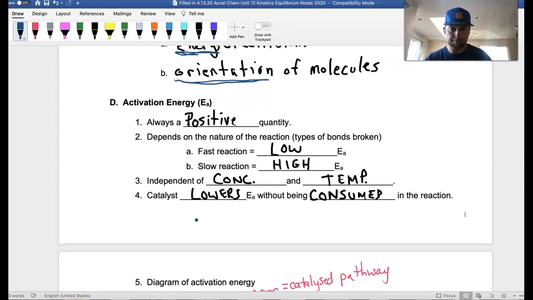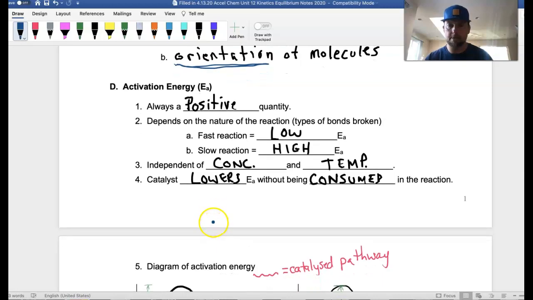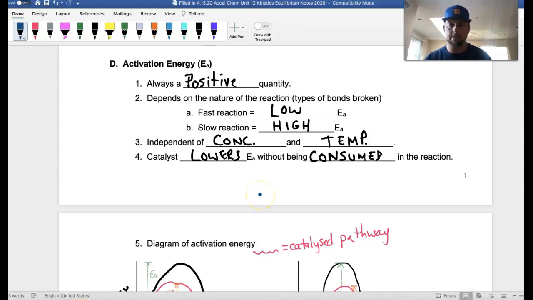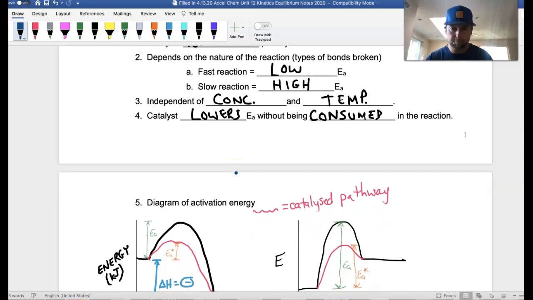For activation energy, it's always a positive quantity. I'll talk about this down below a little bit. Fast reactions have a low energy of activation. That would be like something explosive. A slow reaction is something with a very high activation energy, like diamond turning into graphite. And the concentration and temperature of your reaction mixture does not change your activation energy. So that's one of those multiple choice questions that comes up, like what will change the energy of activation? So definitely not the concentration or the temperature, but a catalyst will.